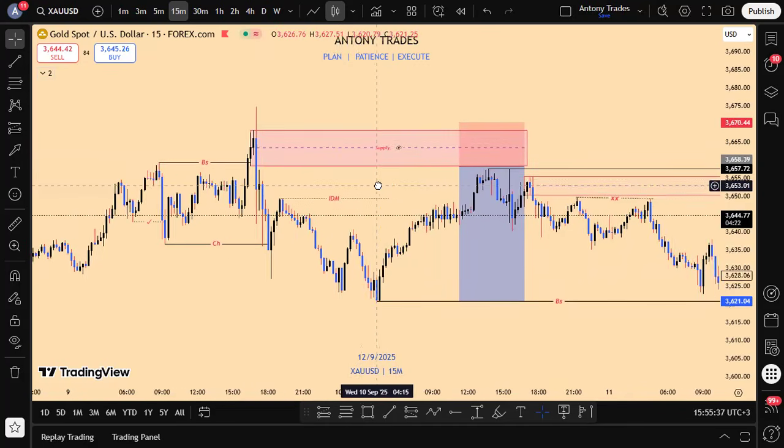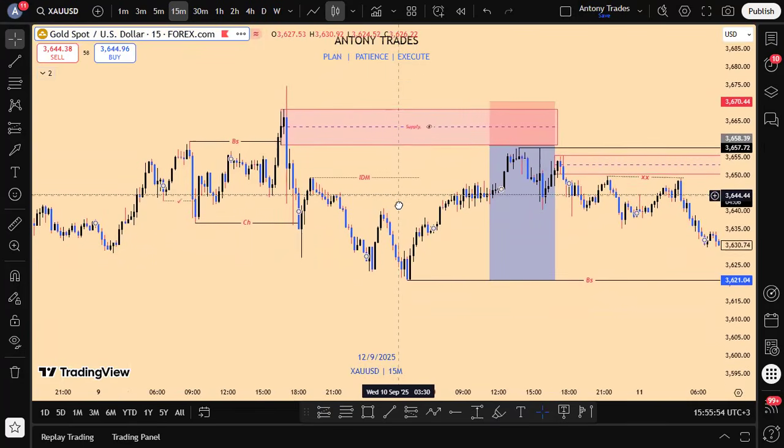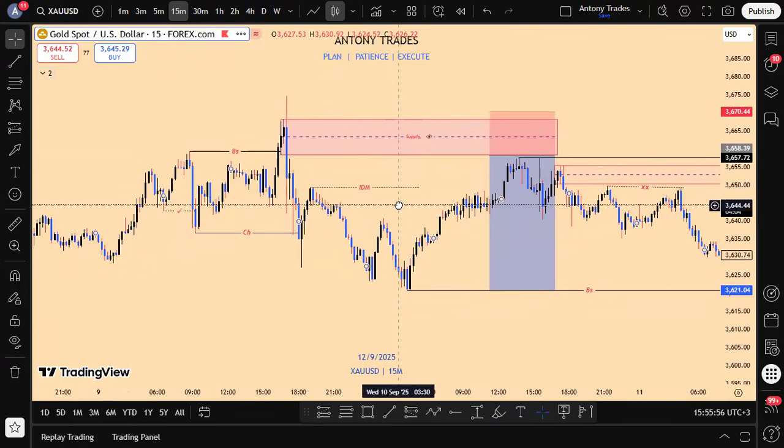The next point in my checklist is a sweep of liquidity. We have the structure, it's bullish. Then we have the sweep of liquidity, that is number 2. Number 3 is a valid break of structure or change of character, which we have seen here. The next one is the SMT, the liquidity, or the inducement.